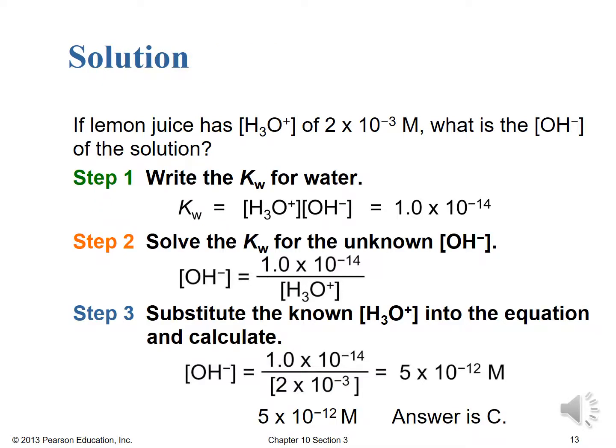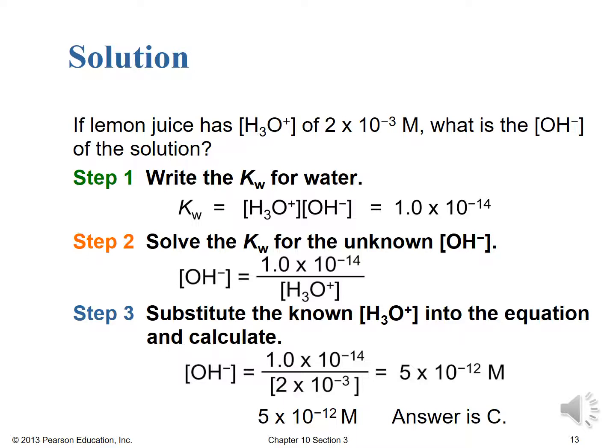All right, so here we have it. Step 1, we'll write the Kw. As I said, we'll understand this to be at 25 degrees Celsius. So Kw equals H3O+ concentration times OH- concentration, which equals 1.0 times 10 to the minus 14. We'll solve the Kw for that unknown. In this case, it's the OH- that's our unknown concentration. So that's going to be determined by dividing both sides by H3O+ concentration to isolate the OH- concentration. And finally, in step 3, we can substitute the known H3O+ concentration in and calculate the unknown OH- concentration.